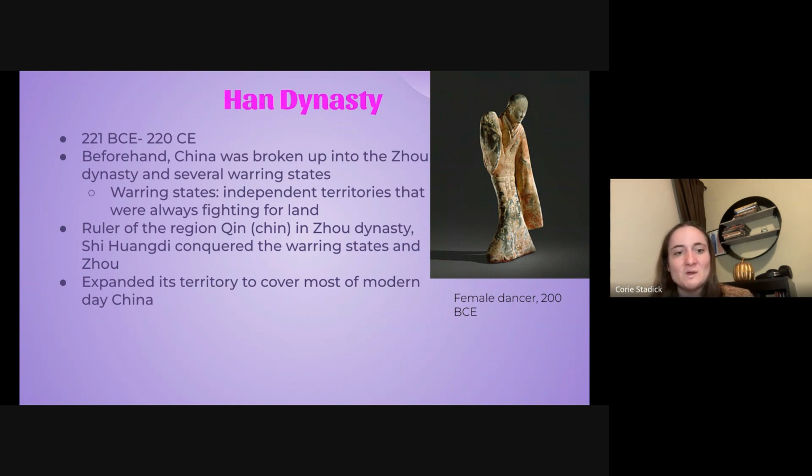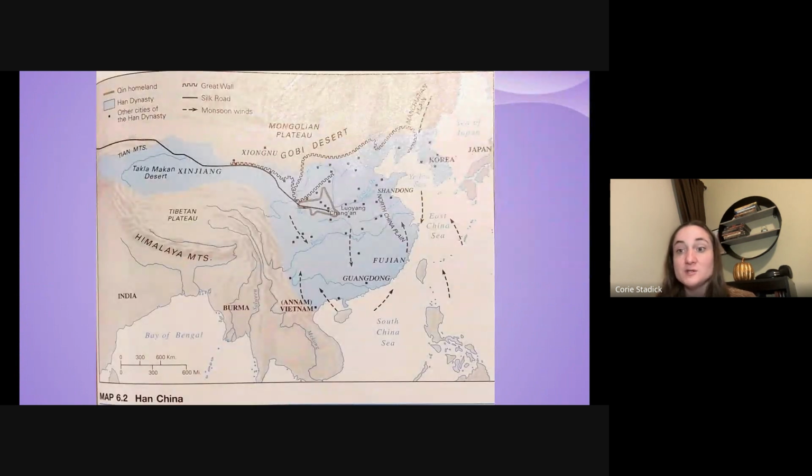Under his rule, he expanded his territory to cover most of what modern day China is. So here's a map of the Han Dynasty. You can see it goes up here into Mongolia, all the way down here. It stops here where modern day Vietnam would be. It goes all the way here up through Korea. You can even see the Chinese walls. It's that little zigzaggy pattern. Pretty cool.